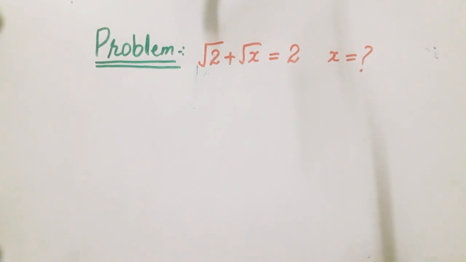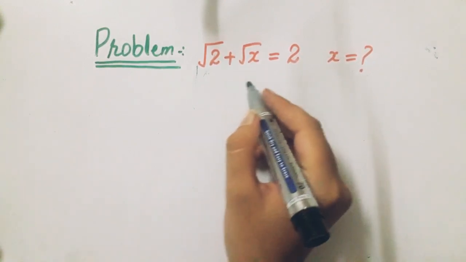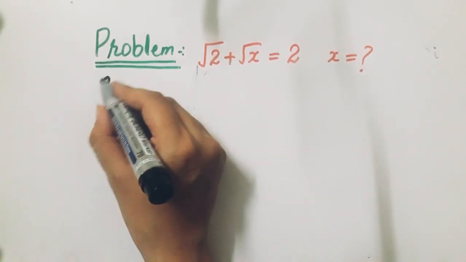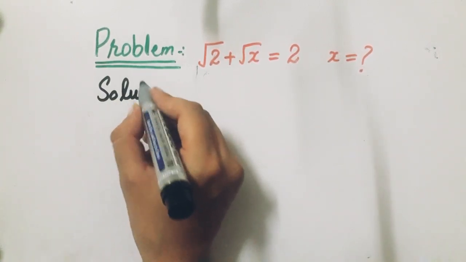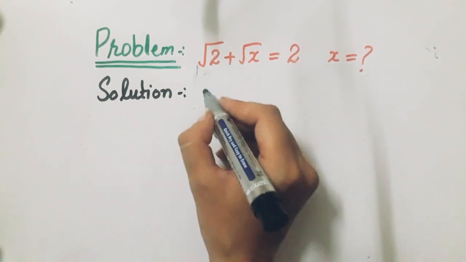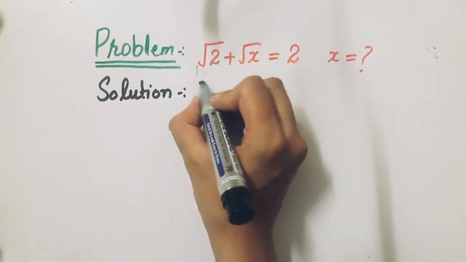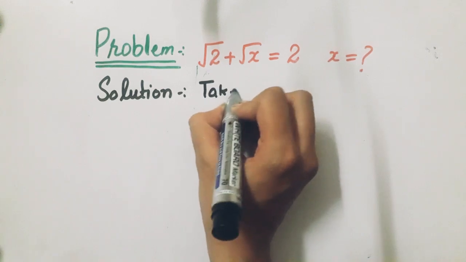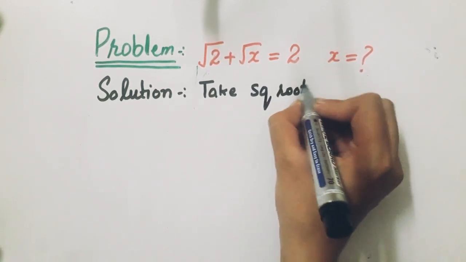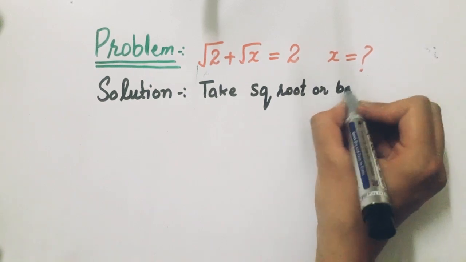In this video we will solve an Olympiad math problem, that is square root 2 plus square root x equals 2. You have to find the value of x. For this purpose we will solve this in a very easy and basic way. First of all, take the square root on both sides.